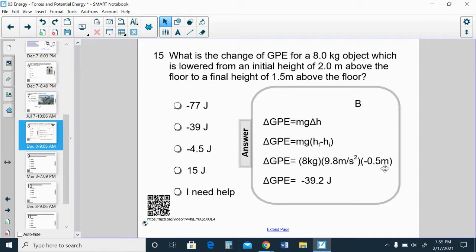Remember, this is a displacement. So the negative symbol here is noting the direction, which is downward. So the gravitational potential energy, or the change in it, will be the 8 kilograms times 9.8 meters per second squared times the negative 0.5 meter change in height, giving you a negative 39.2 joules of gravitational potential energy.